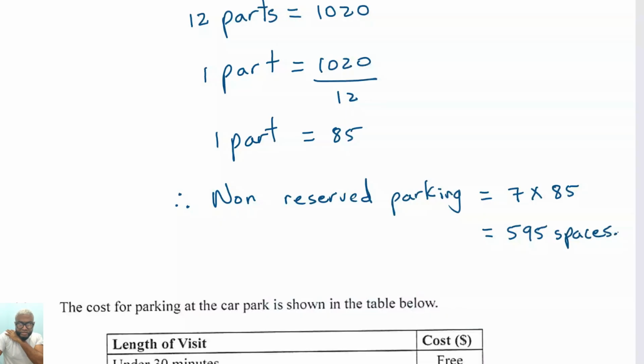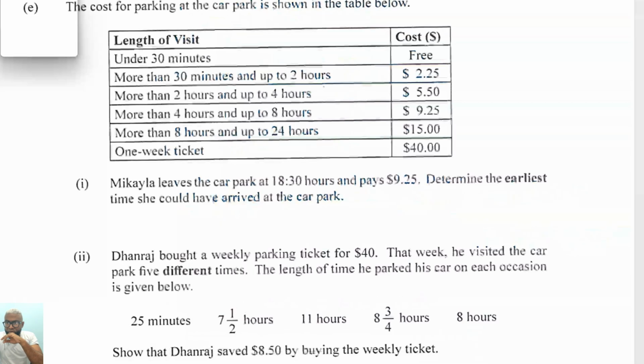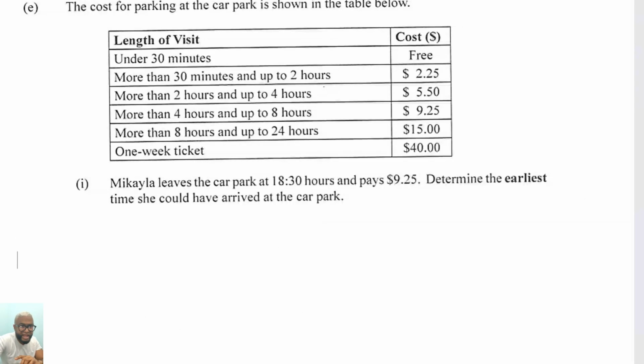Spaces. Right? So let me pause. The cost for parking at the car park is shown in the table below. Under 30 minutes, free. More than 30 minutes, but up to 2 hours, $2.25. 2 hours to 4 hours, $5.50, $9.25, etc. Right? So Makila leaves the car park at 1830 hours and pays $9.25. What's the earliest time she could have arrived at the car park?